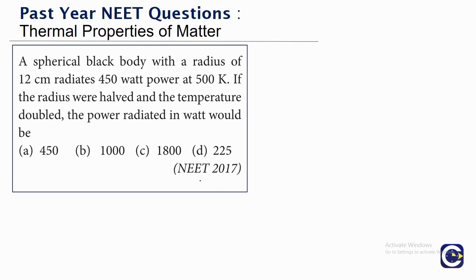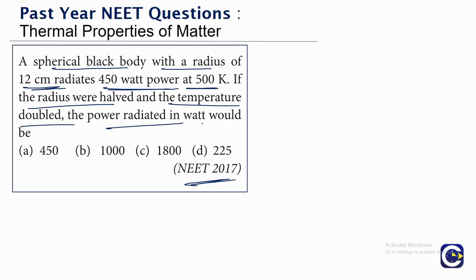This is based on Stefan's law. A spherical black body with radius 12 centimeter radiates 450 watt at 500 Kelvin. If the radius were halved and the temperature is doubled, the power radiated will be something. So we have two cases, initial case and the final case. Initially, the radius is 12 centimeter.